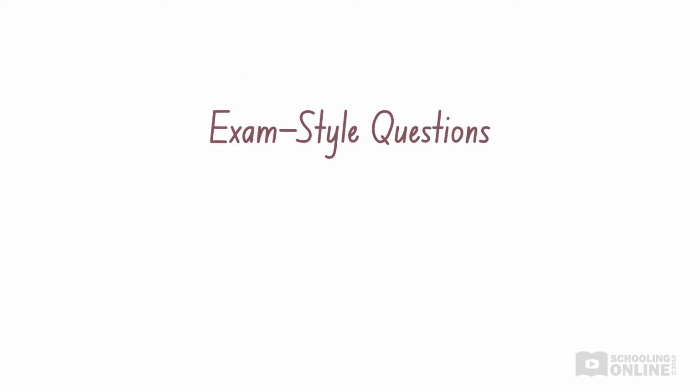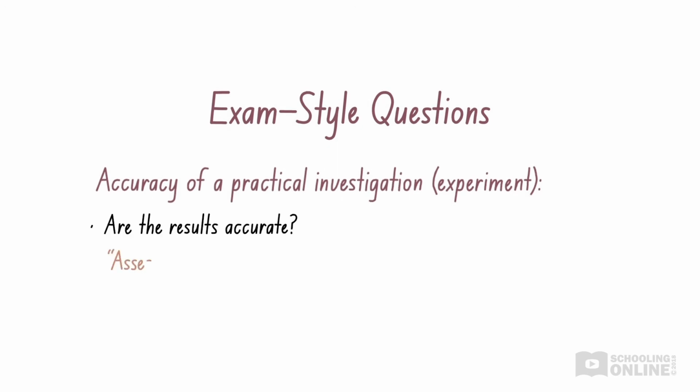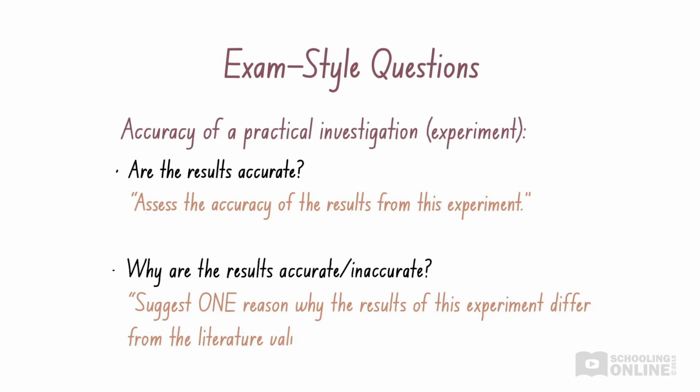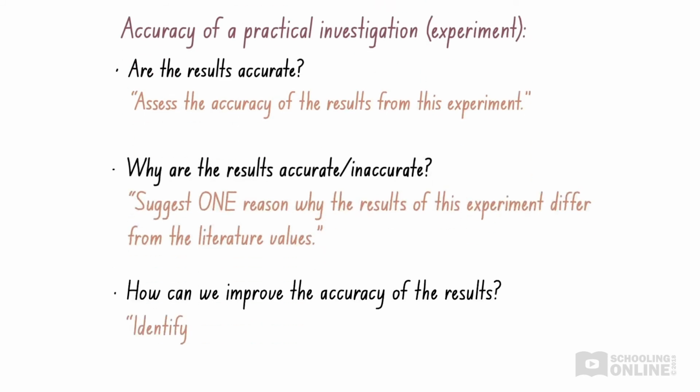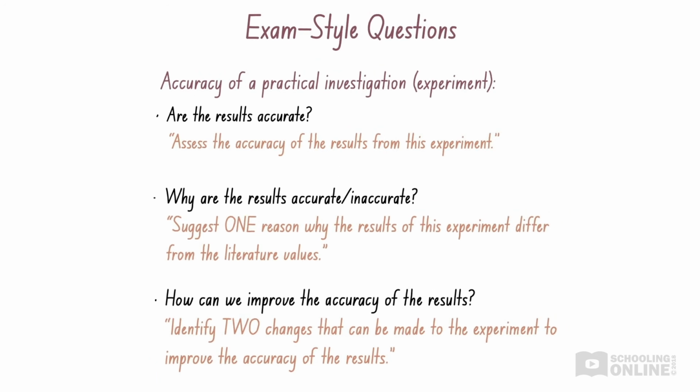Let's pause for a moment to look at the types of questions you could be asked in exams. Usually, you will be asked about accuracy in the context of a practical investigation. Questions will ask things such as, are the results accurate? Why are the results accurate or inaccurate? And how can we improve the accuracy of the results? The answers to each question will vary depending on which experiment you are asked about. If you would like to see how to answer these questions, please watch our videos for each of the practical investigations in the HSC course.